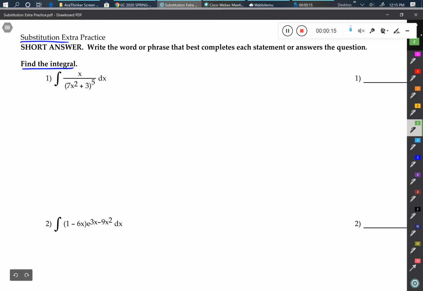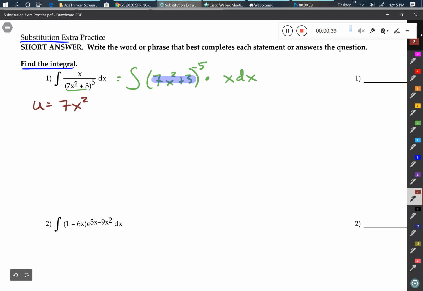I have a fraction where the denominator is a quantity raised to a power. So I'm going to rewrite it so it's a little more clear. I have (7x^2 + 3)^(-5) being multiplied by an x and a dx. That x right there is from the numerator if you're wondering. So it looks like I have two things multiplied together where one of them is a quantity raised to a power, or a composite function, so I'll let that be u. So u is 7x^2 + 3.